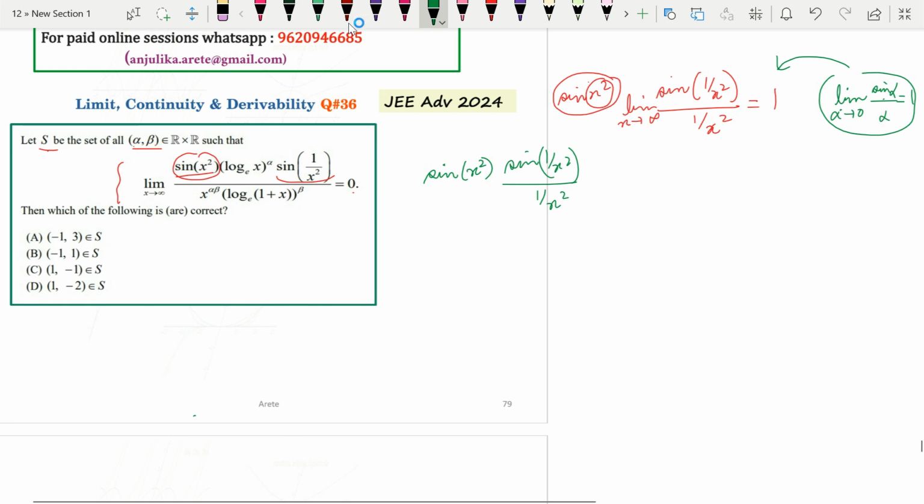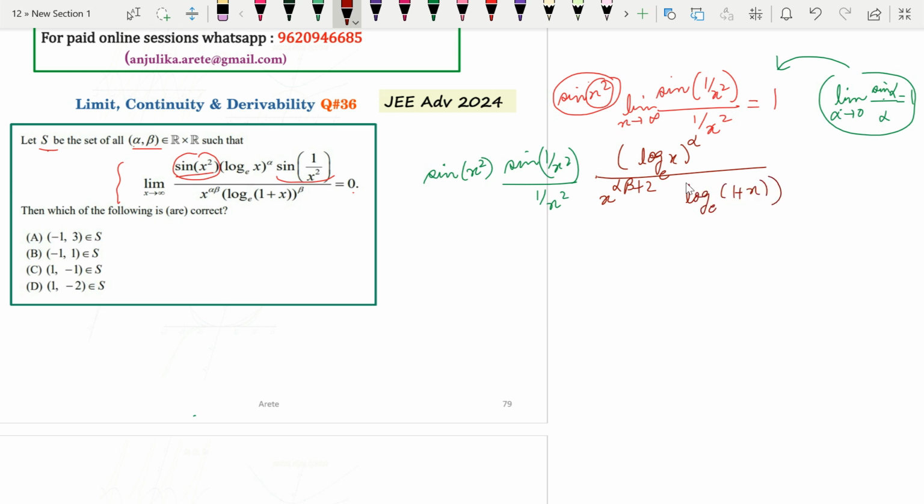Now let's write the remaining terms here. Log x to the base e power alpha, that's my remaining term. If I have 1 by x square, that means my x power would be plus 2, because I have divided the denominator by x square, so I have to multiply by x square. So this becomes x to the power alpha beta plus 2. Now the remaining log to the base e of 1 plus x power beta. This whole thing is remaining.